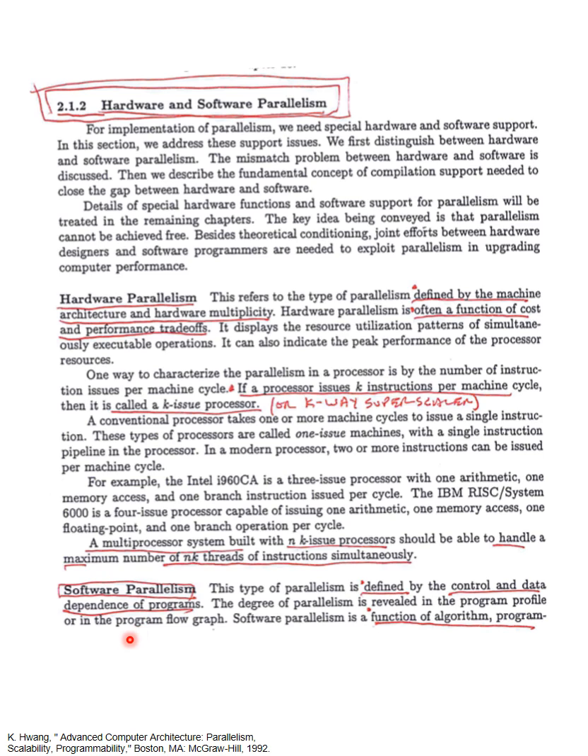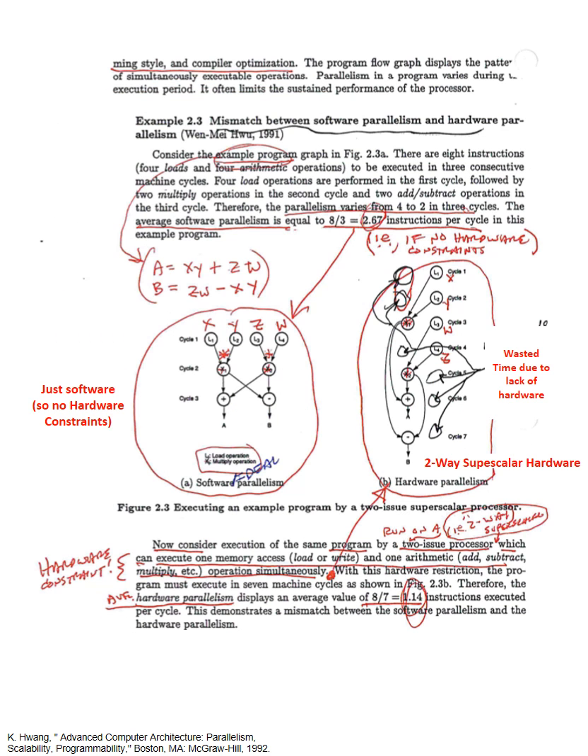Now, software parallelism is up to the programmer. It's defined by the control and data dependence of programs, and it's a function of algorithms, programming styles, and compiler optimization. So now we're going to look at a sample problem of A equals XY plus ZW, and simultaneously we want to do B equals ZW minus XY. So we have product terms and then adding and subtracting, and these product terms are common to each of these equations we want to do simultaneously.